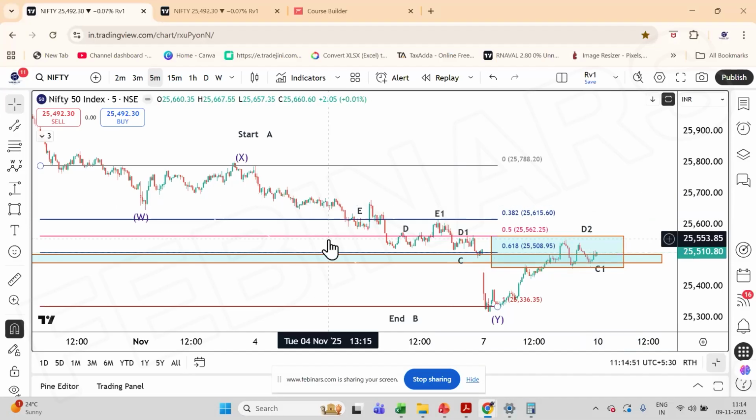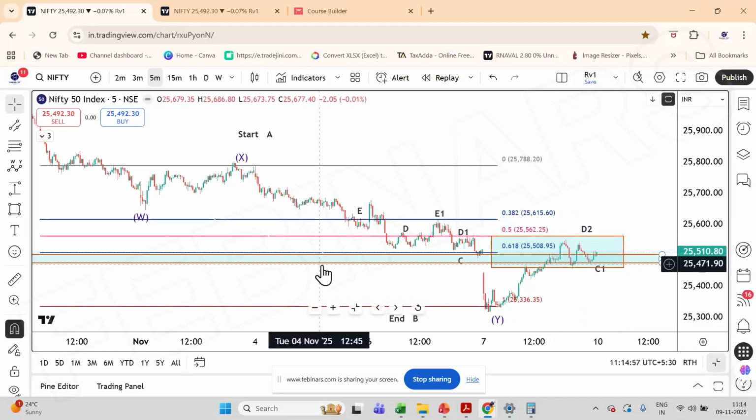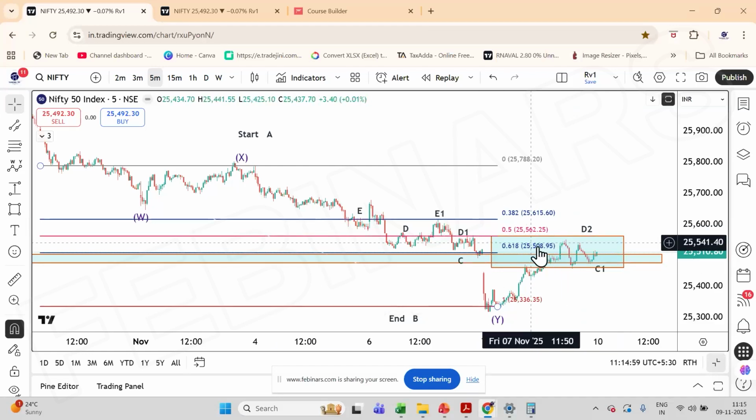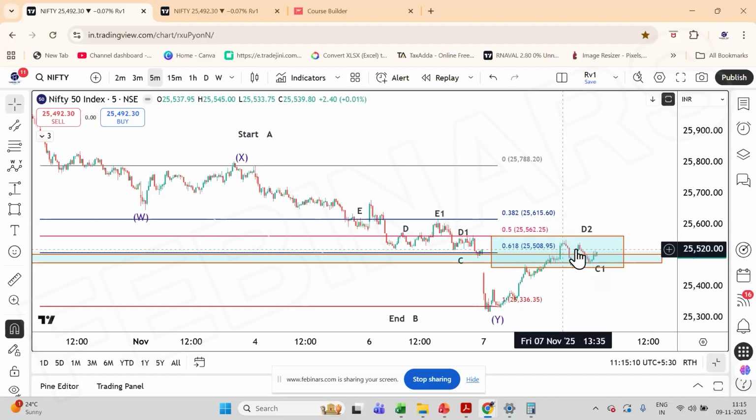So this is the range for Monday. Either way, a breakout has to happen. Until the dips hold, it's a buy-on-dips market for Monday as of now.